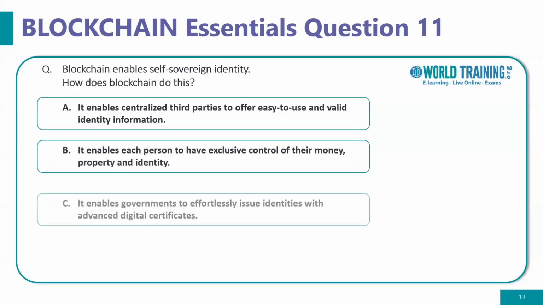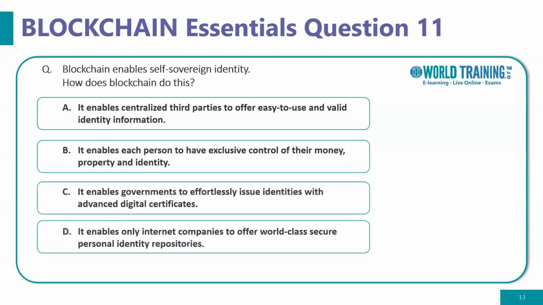So now let's look into the next question, which is blockchain question number 11. Blockchain basically enables self-sovereign identity. How does blockchain do that? Option A is it enables a centralized third party to offer easy to use and valid identity information. Option B is it enables each person to have the exclusive control of their money, property and identity.